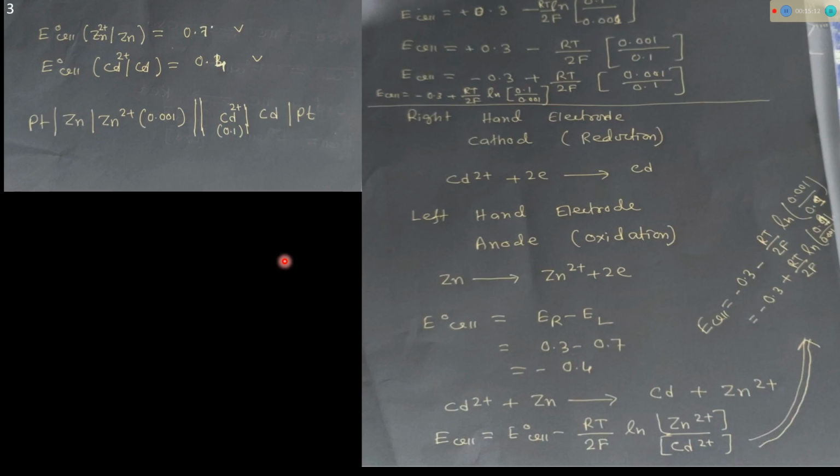In the options, minus 0.3 plus RT by 2F ln 0.1 upon 0.001 was given. So that was the correct answer. You have to write the cell equation first, and carefully decide which concentration term goes above and which goes below. If you can write this cell equation properly, then this change in sign does not matter.